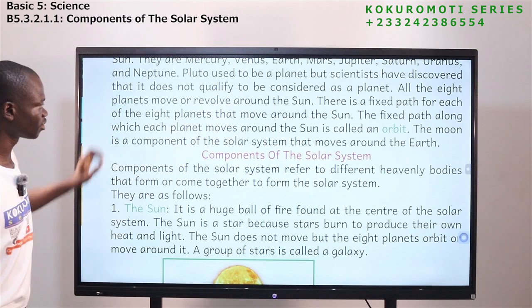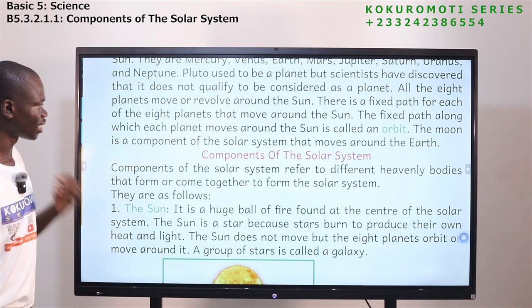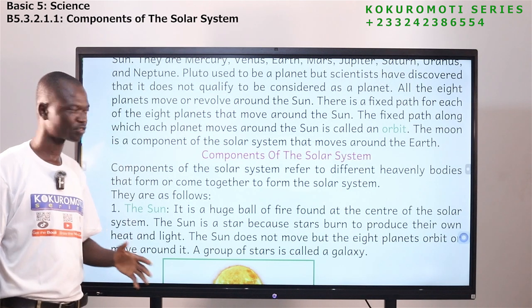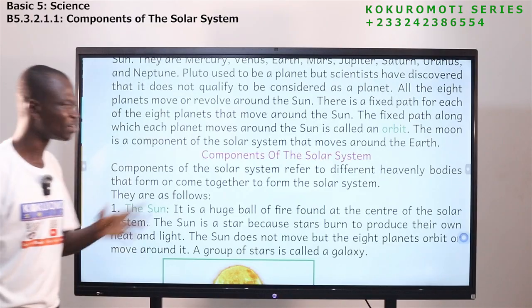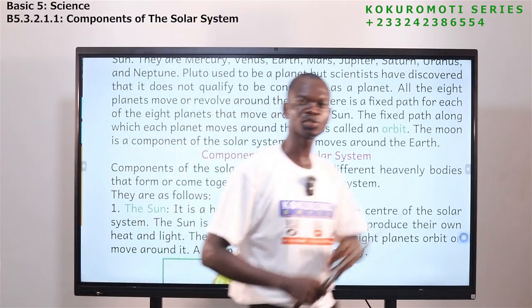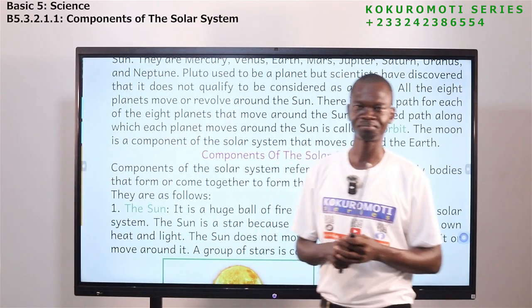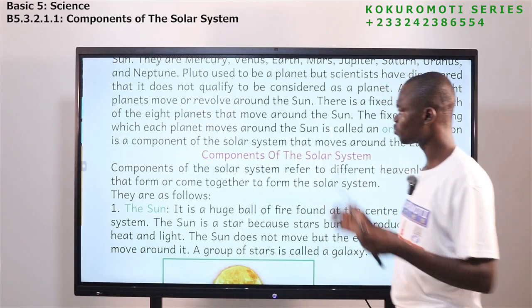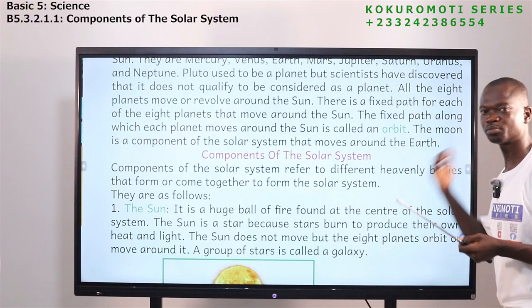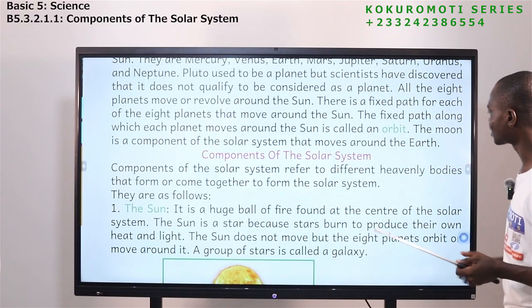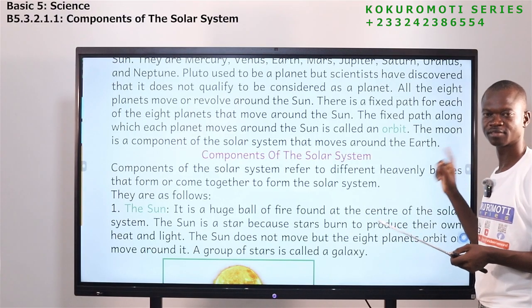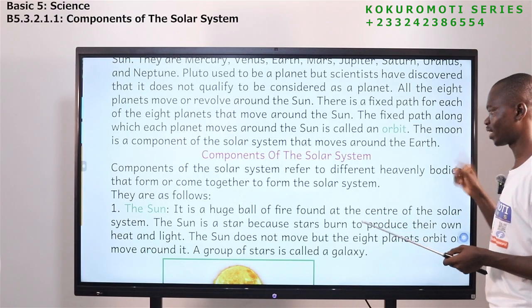So, we have seen that the sun is at the center. The 8 planets revolve around it. All the 8 planets move in a fixed path, which is called the orbit. Now, the moon is also a component of the solar system, but it moves or revolves around the earth.